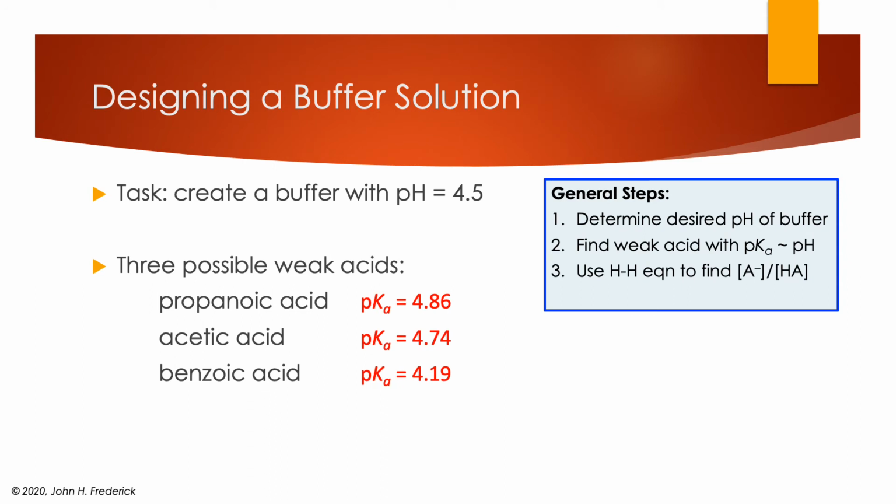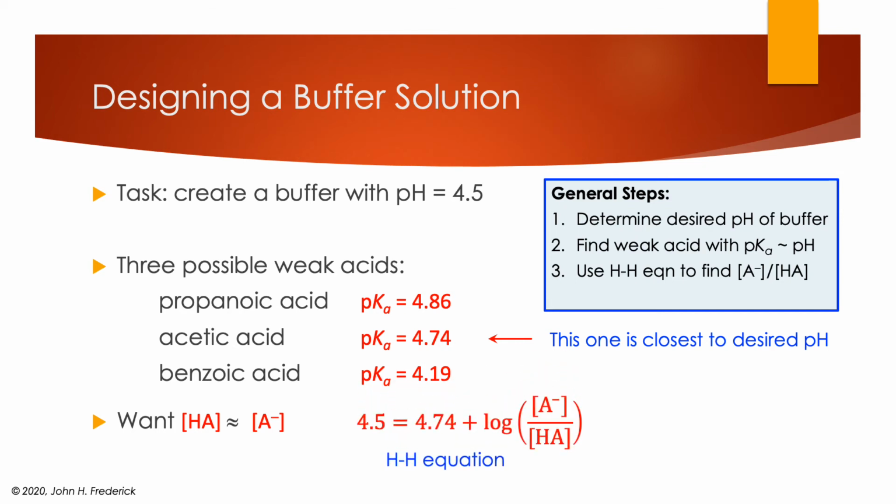Here are 3 possible weak acids that all have a pKa pretty close to the desired pH of our buffer solution. Now, we want this so that it makes those two concentrations be as close to equal as possible, and in order to achieve that, we want to get the weak acid whose pKa is closest to 4.5. Well, of the 3 that I've listed there, the acetic acid in the middle is the one that's closest to the desired pH. So then we would plug that into the Henderson-Hasselbalch equation.